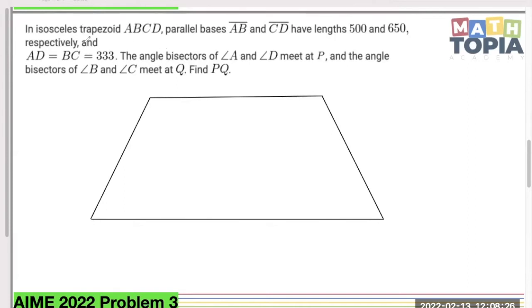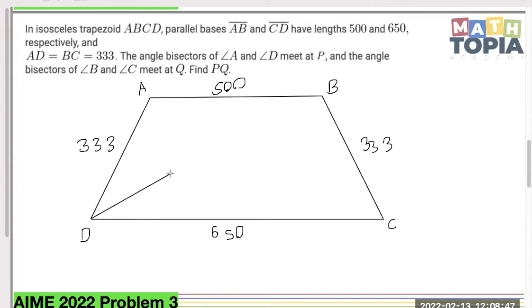So it says we have an isosceles trapezoid ABCD. We have parallel bases AB and CD, and it just gives us the lengths for the isosceles trapezoid, which is nice. Just gives us all 4 lengths. And here's what it's asking. It's actually asking something very simple.